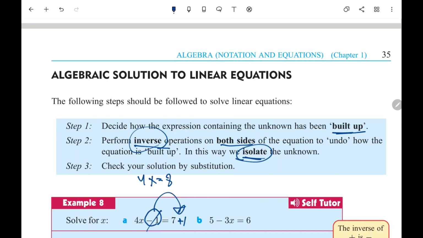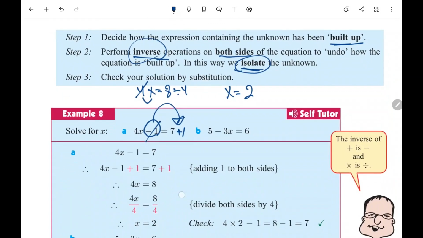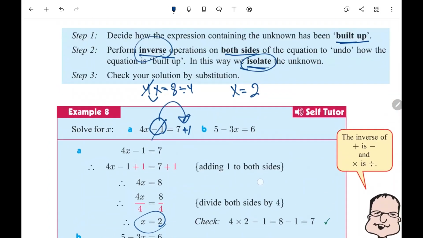Okay. And then we have 4x. Actually, as I mentioned, 4x equals 4 times x. Am I right? So we need to isolate x. So we need to cancel 4. How to cancel 4? By dividing both sides by 4. Right? So right now we have x will equal 8 divided by 4. It will be 2. So here is the answer: x equals 2.